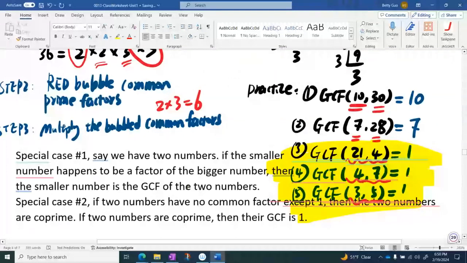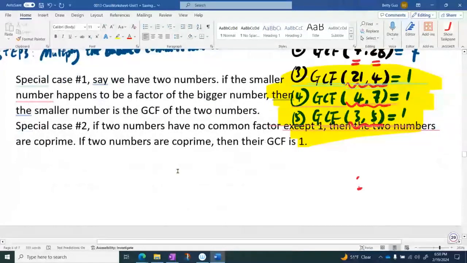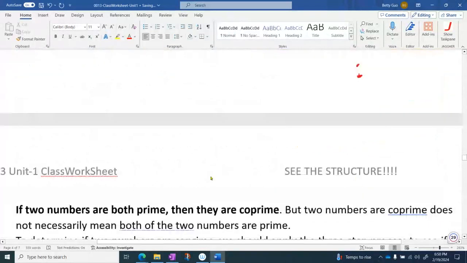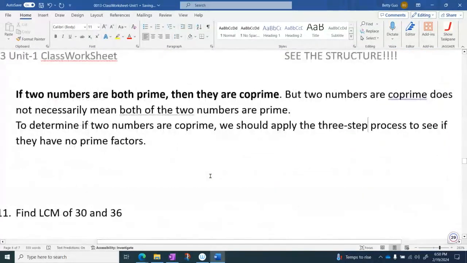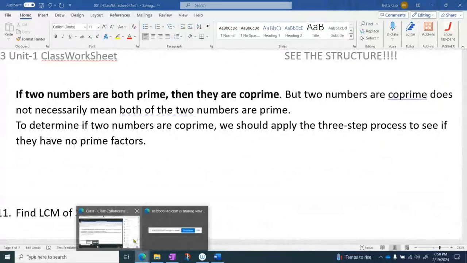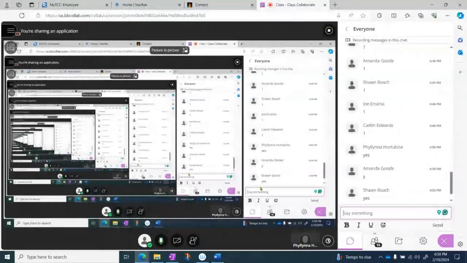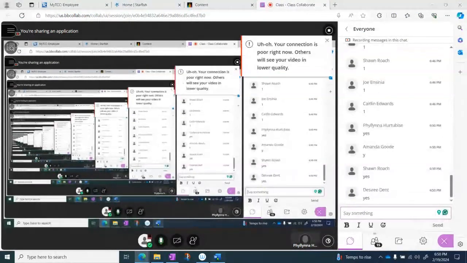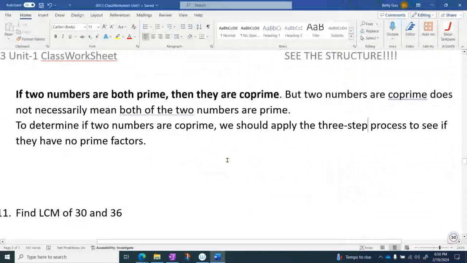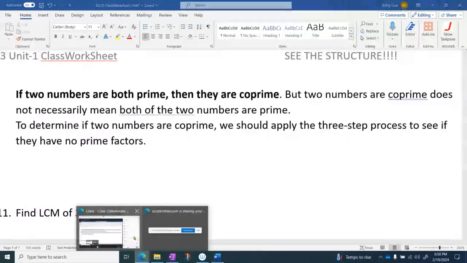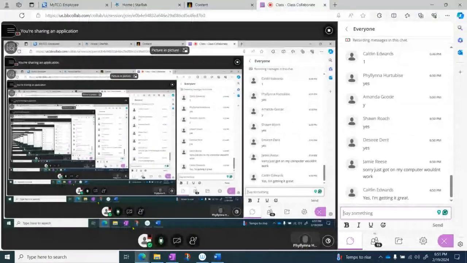Do they make sense to you? Make sure you have them in your note, and the next time you look at it, they still make sense to you. Yes or no? Okay, thank you, Belina. Thank you, Sean. Thank you, Amanda, Desiree. Awesome, very good. Don't forget this: the first special case for GCF, and the second special case for GCF. Don't forget that. Thank you, Kaylin, for the positive feedback.